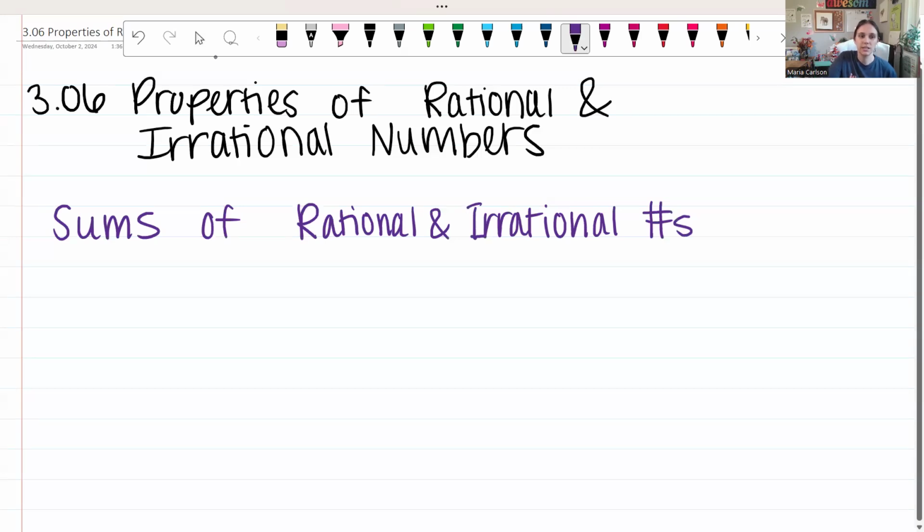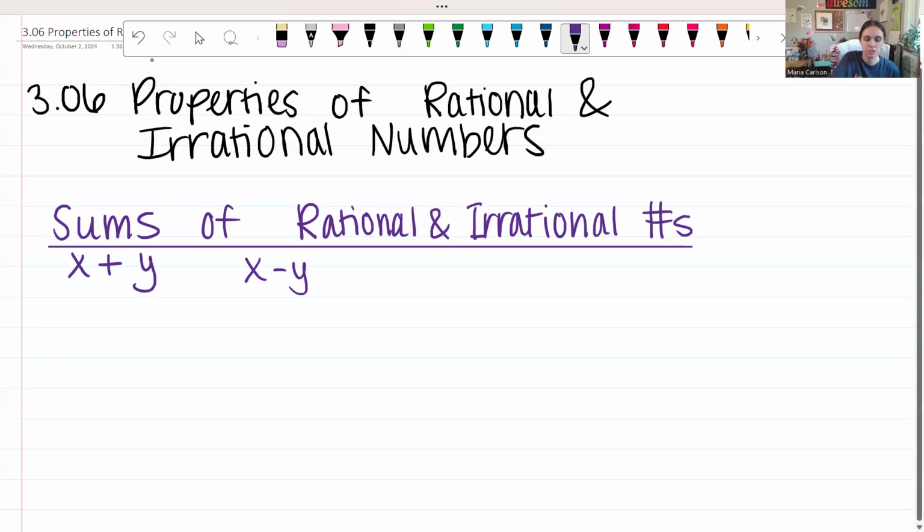So sums meaning you have two numbers, x and y, that you are adding, or maybe x plus negative y, which is really the same thing as x minus y. So sums also kind of include subtraction a little bit. So if I am adding a rational number plus a rational number, that is going to give me a rational number.